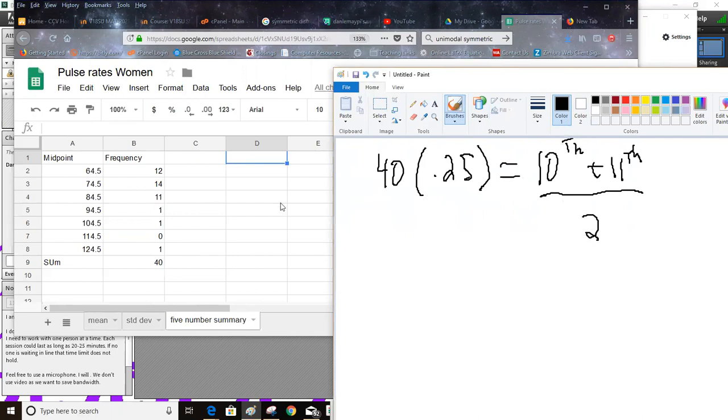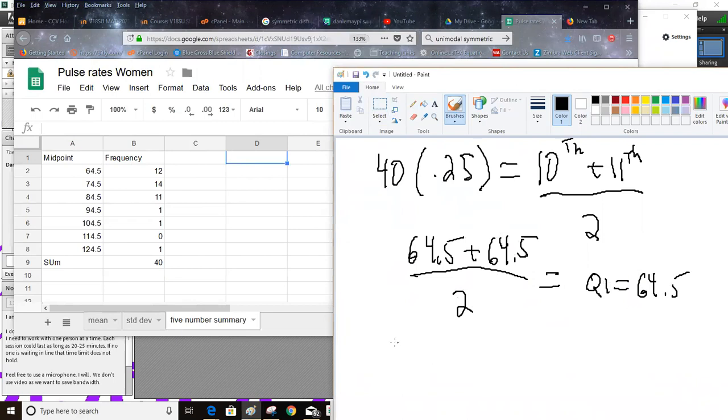So now I'm going to look at my frequency table over here, and I'm seeing there's 12 numbers that are 64.5. Well, 12 of them are that number, and I'm looking for the 10th and the 11th. That means the 10th number is 64.5, and so is the 11th number. And if I average the same number, I'm going to get 64.5. So that tells me Q1, the lower quartile, is 64.5.